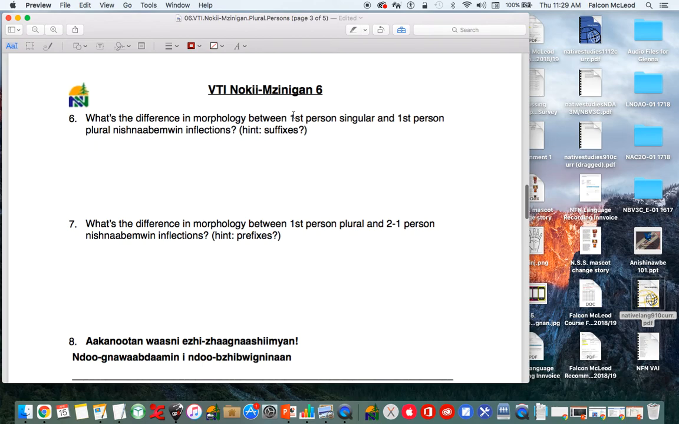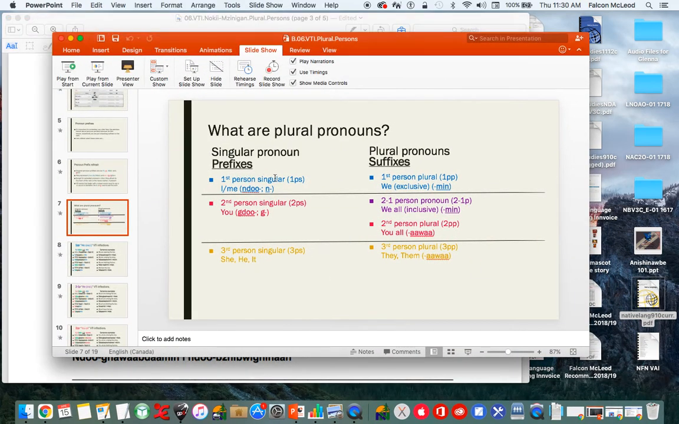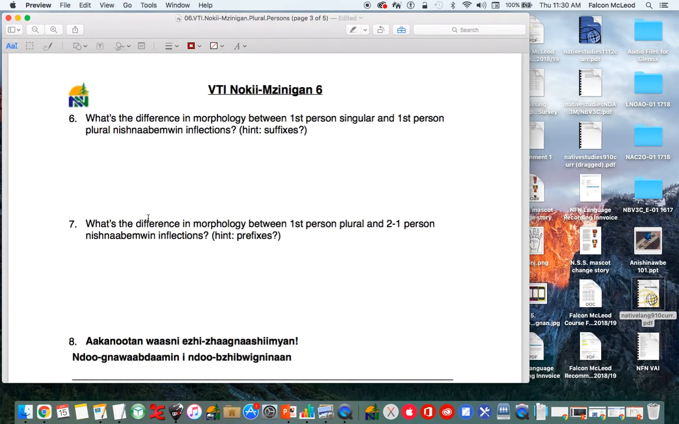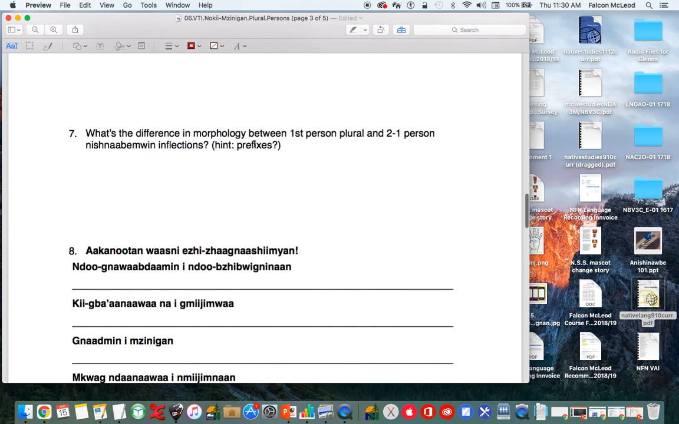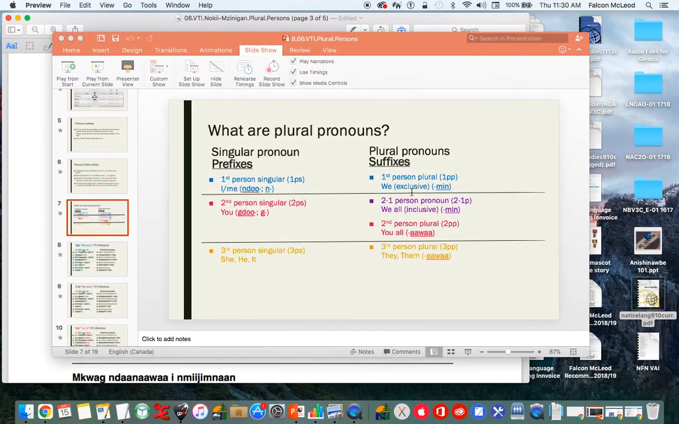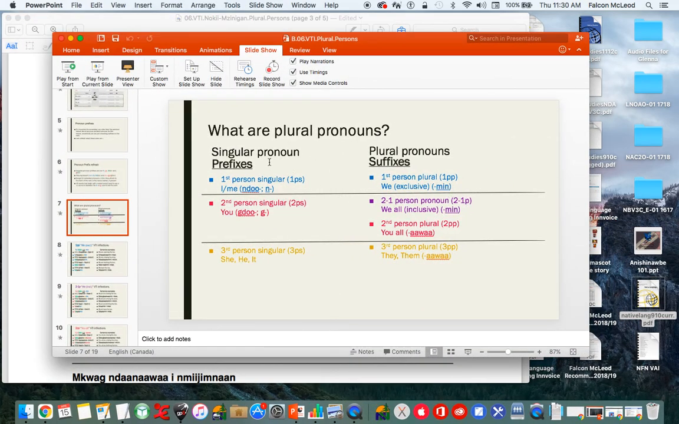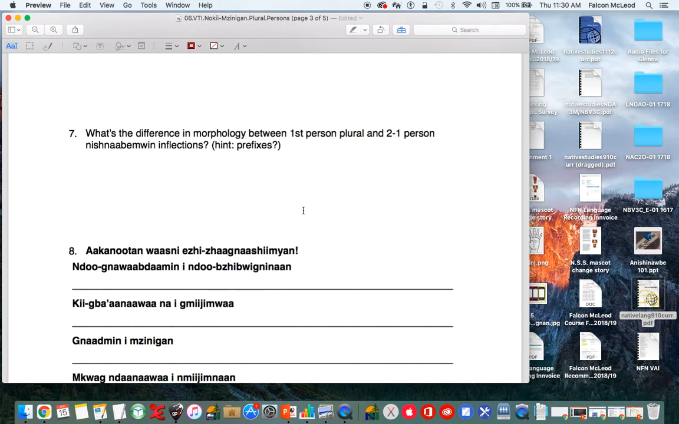What's the difference in morphology between first person singular and first person plural? Again, first person singular just uses in or indo in front, and then first person plural uses in or indo in front and then a min at the end. And then what's the difference between first person plural and 2-to-1 person? So this one here, we're just doing first person plural. First person plural has an n or indo in front, then a min, whereas 2-to-1 person has a git or gado in front and then a min. So you can just fill that in here.